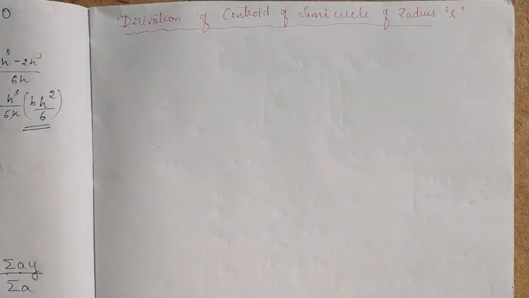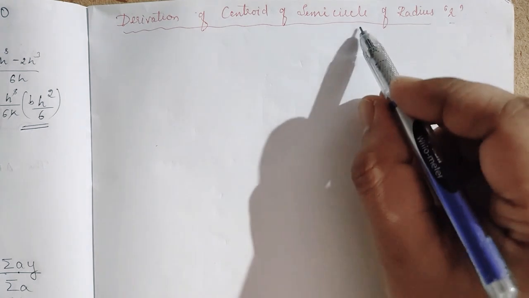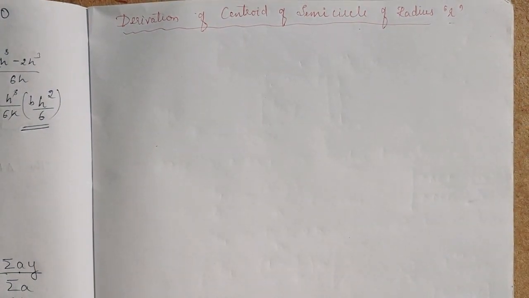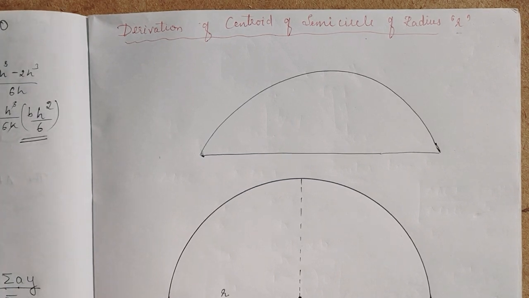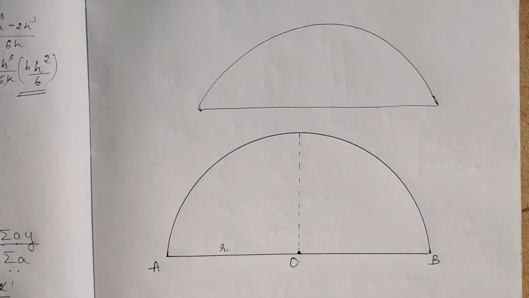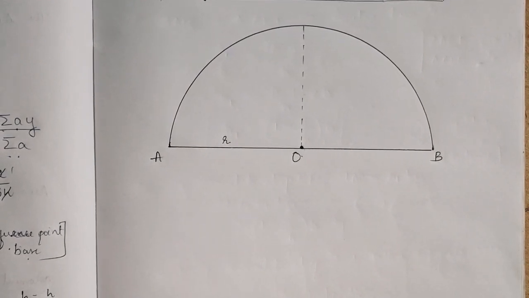Now we will see the derivation of the centroid of a semicircle of radius r. So I'll draw the diagram. For the derivation, let us draw the semicircle first. This is not a semicircle, it became a segment. Okay, so I have drawn a different diagram, a semicircle.